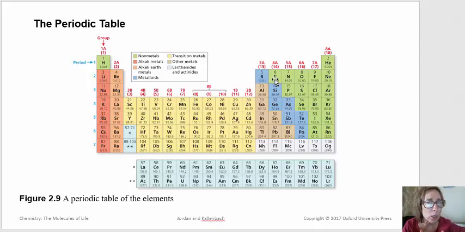So let's just quickly review the 6 important elements in biological molecules. Carbon is in family 4A, so it has 4 valence electrons. Nitrogen and phosphorus are in family 5A, so they both have 5 valence electrons. Oxygen and sulfur are in family 6A, so they have 6 valence electrons, and hydrogen in group 1A has 1 valence electron.